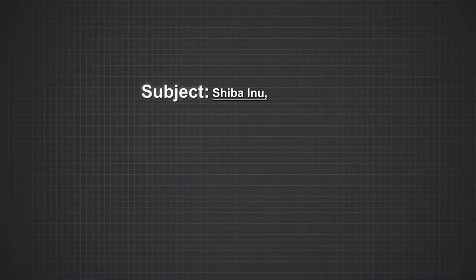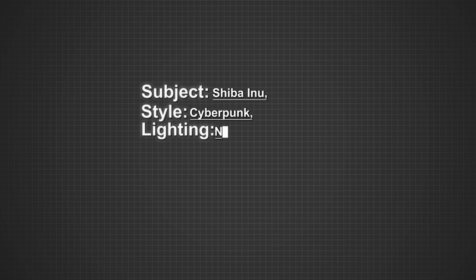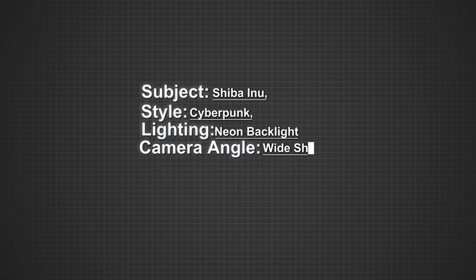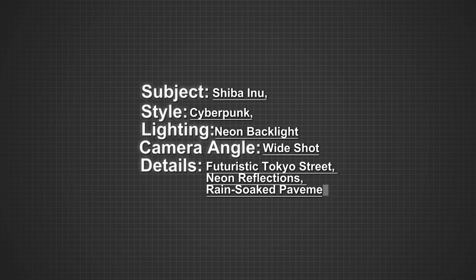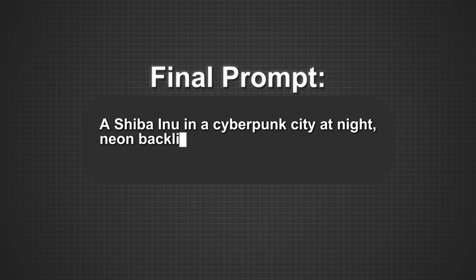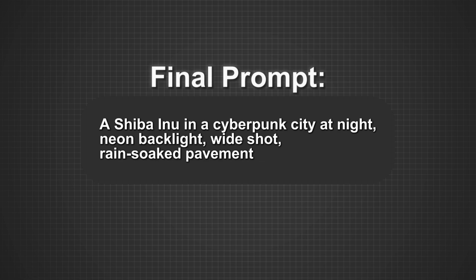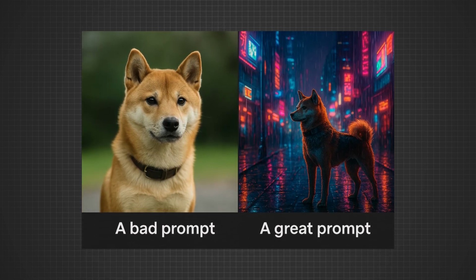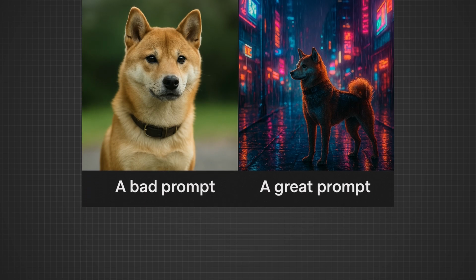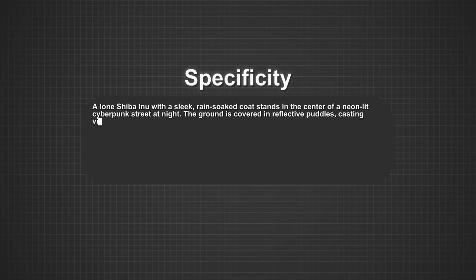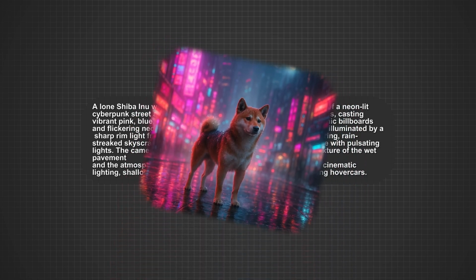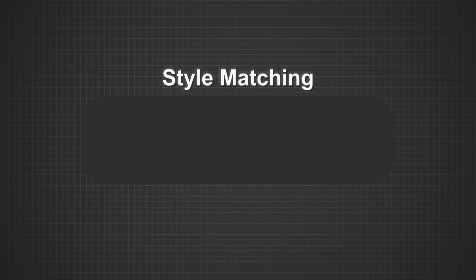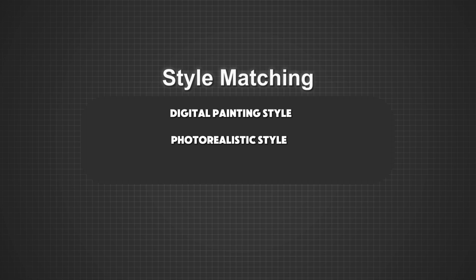Subject: Shiba Inu. Style: cyberpunk. Lighting: neon backlight. Camera angle: wide shot. Details: futuristic Tokyo street, neon reflections, rain-soaked pavement. Final prompt: a Shiba Inu in a cyberpunk city at night, neon backlight, wide shot, rain-soaked pavement. That's the difference between a boring snapshot and a movie poster. Here's why it works. Specificity: the more precise you are, the more likely you'll get the vibe you're aiming for. Style matching: adding an art style, like digital painting or photorealistic, helps the model pick the right textures and colors.